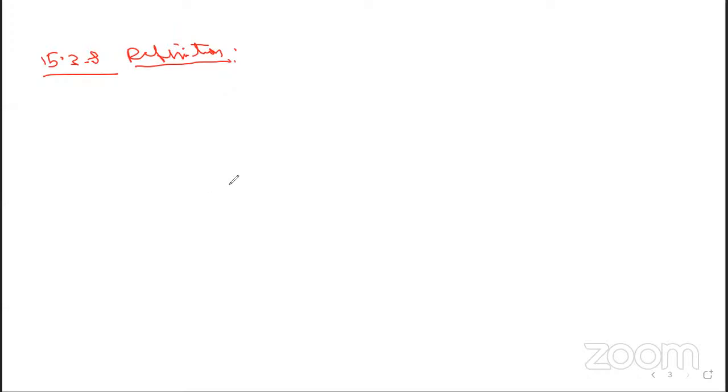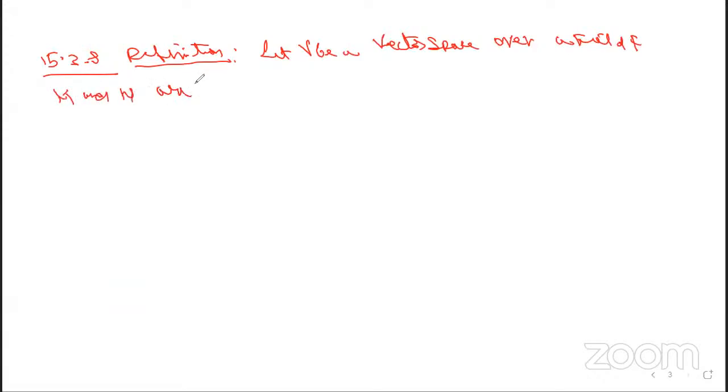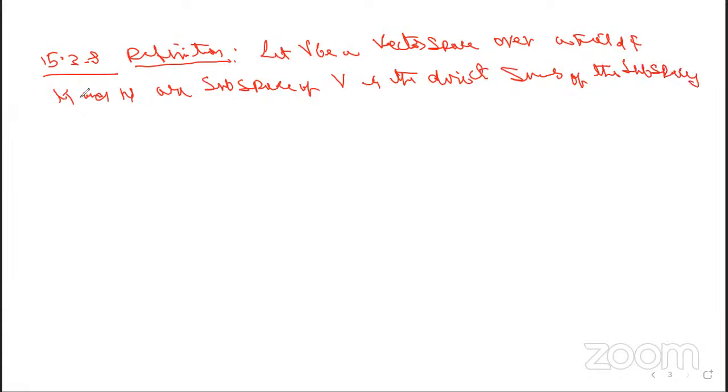Let V be a vector space over a field F. M and N are subspaces of V. V is the direct sum of the subspaces M and N.